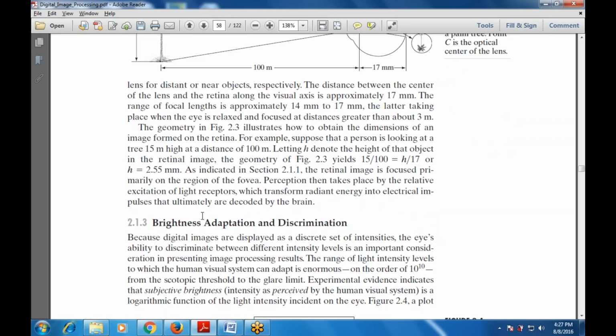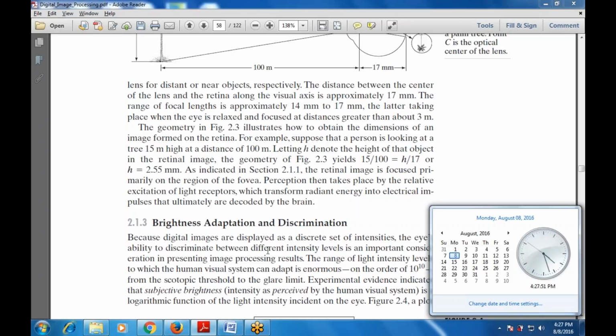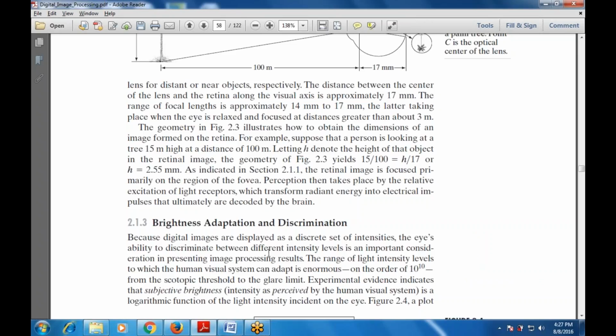Now, the next topic is brightness, adaptation, and discrimination. How do we adapt to brightness, and how do adaptation and discrimination work? These three terms are closely related and can be used interchangeably. Because digital images are displayed as a discrete set of intensities, the eye's ability to discriminate between different intensity levels is an important consideration in presenting image processing results.